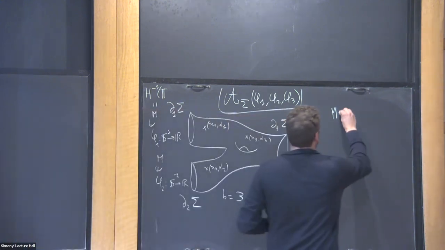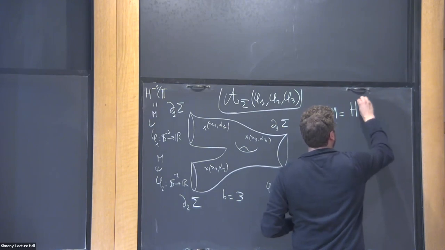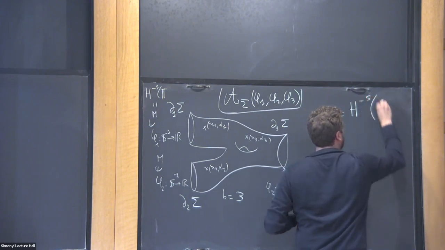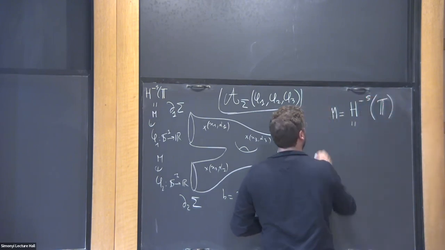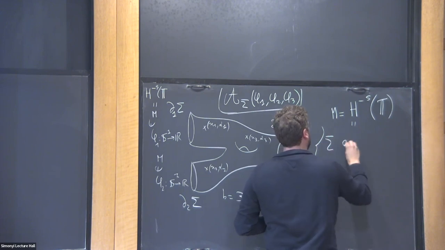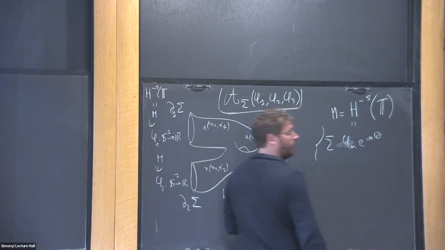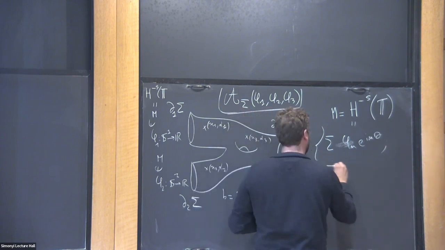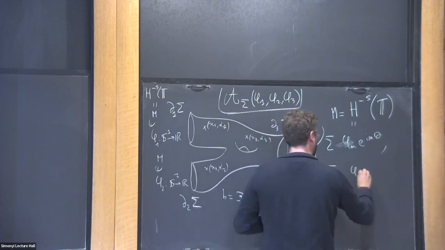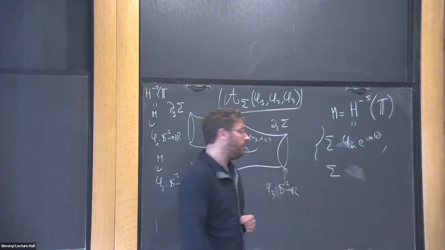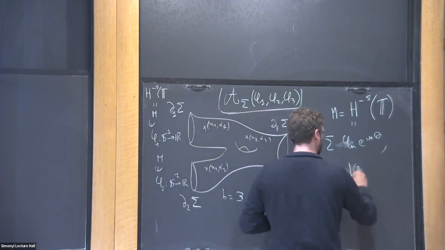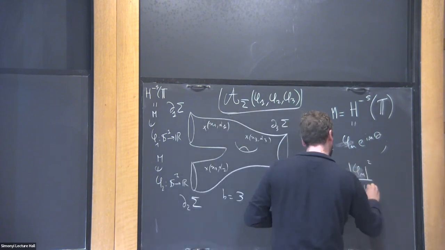What is M? M is H minus s. It's the sum of phi n functions on the circle, such that... But you've got three of them in this case, right? Oh, yes, I see what you mean. You've got the M to the B. But I haven't got the H minus s yet.